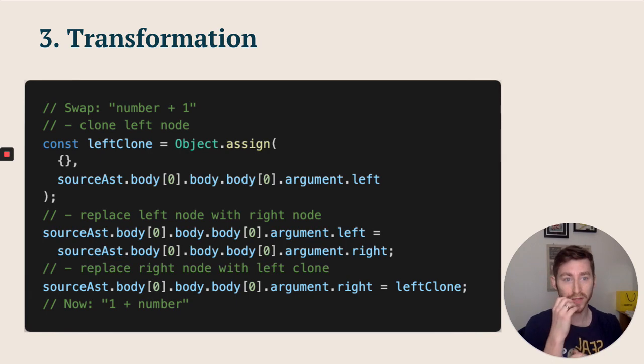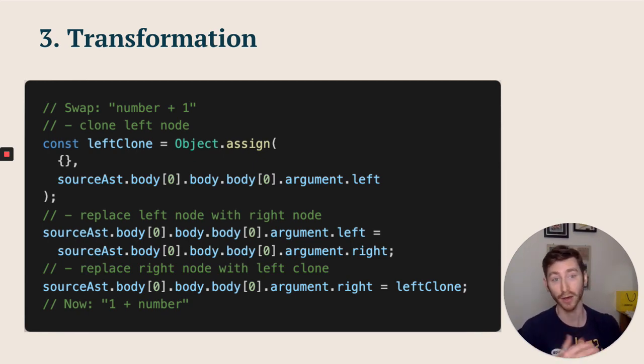So next, we're going to be doing our actual node manipulation. We will keep it simple. So we're just going to be swapping 2 nodes for our program. We will start with number plus 1, and we want to end with 1 plus number. So you can see we've manually taken a clone and then swapped the left node for the right node, and then put the left node back on the right node. And now that should be 1 plus number.